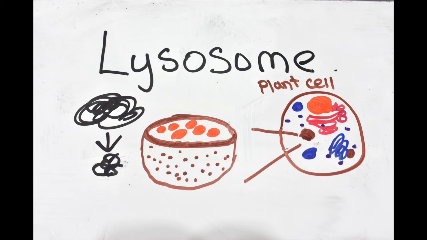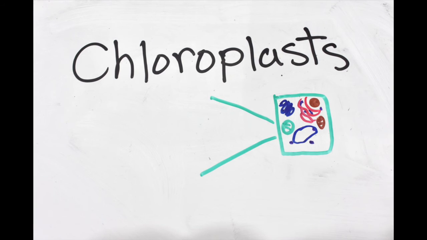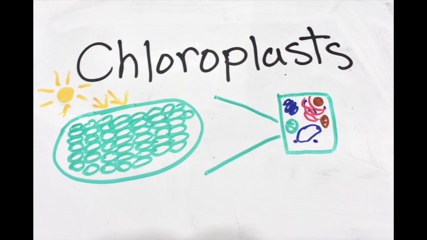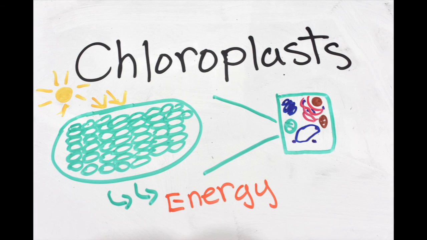Chloroplasts can only be found in plant cells, and they are the main structure that performs photosynthesis. Chloroplasts are easily recognizable as they contain small green-like pancakes stacked on top of each other. Chloroplasts capture energy from the sun and change it to a form of energy the cells can use in making food.